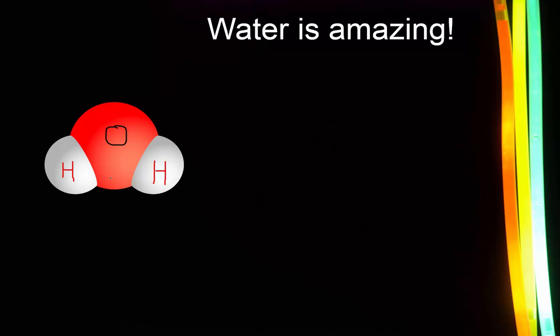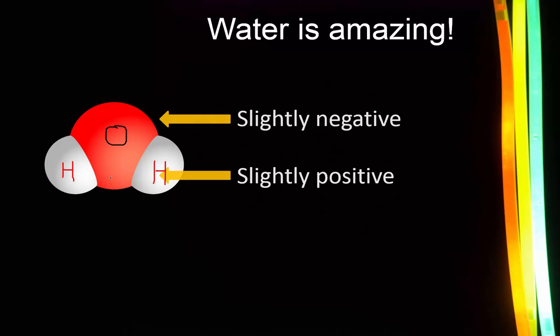So water has certain characteristics that make it a very important molecule for our bodies and other living things too. So one thing that water does is that it's slightly negative where the oxygen is and slightly positive where the hydrogen is. So the oxygen is slightly negatively charged, and these hydrogens here are slightly positively charged.